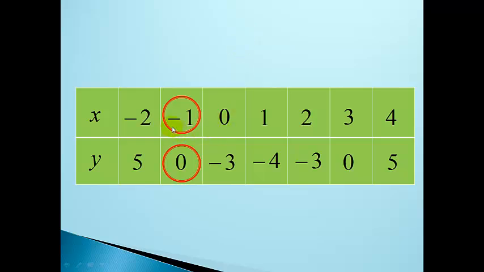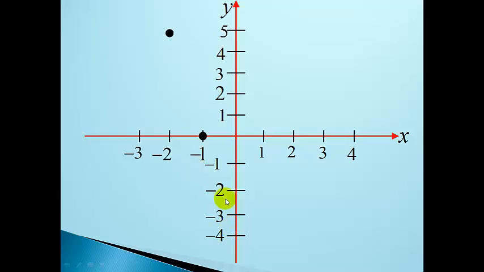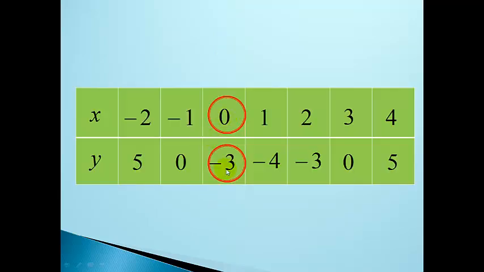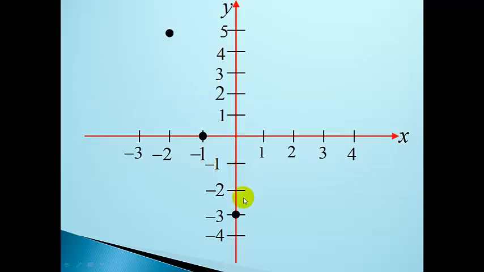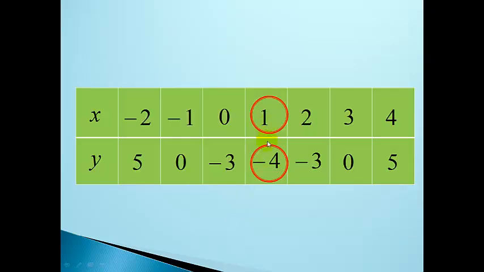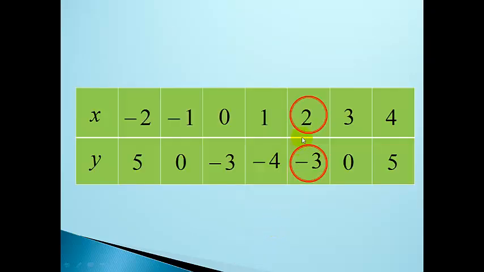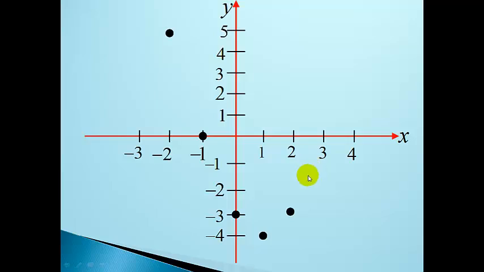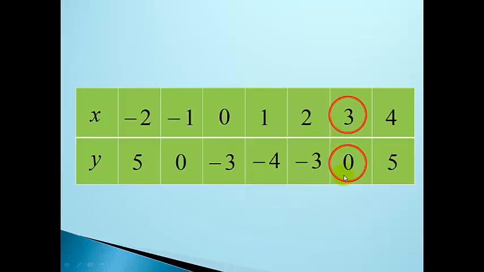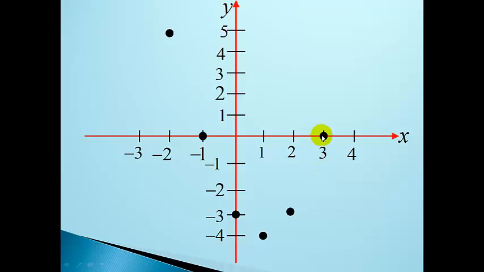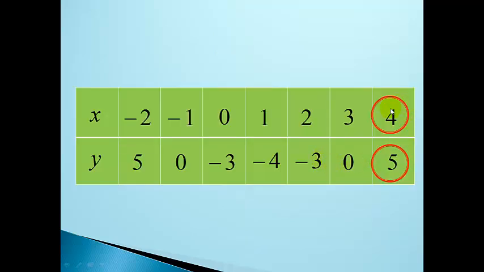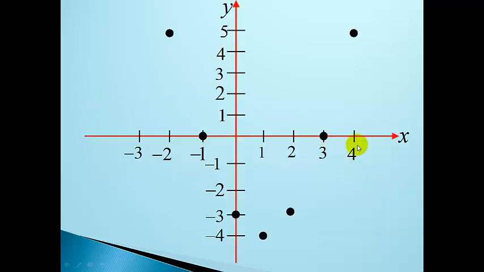Now the next point is -1, 0. So we have -1, 0. We have 0, -3. We have 1, -4. We have 2, -3. We have 3, 0. And we have 4, 5.